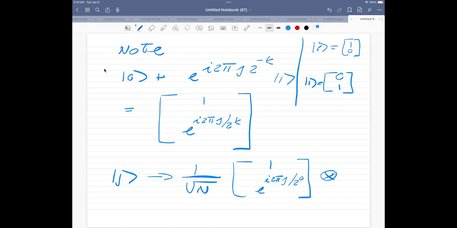tensor product with, so can I switch page? Is that okay with everybody? I can just wait a little bit here.